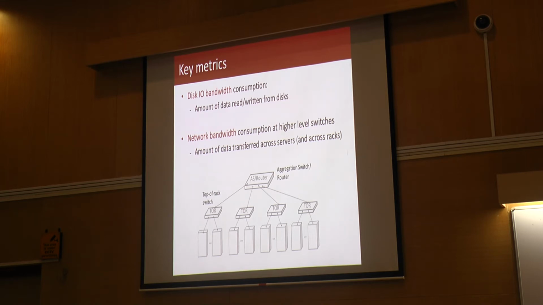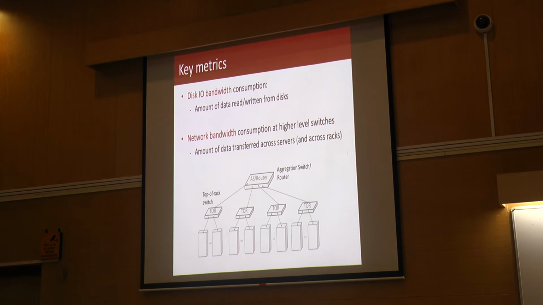And as I was mentioning earlier, this is the picture where data centers are typically architected in a hierarchical fashion, where you have servers, down here, these boxes, and then they are connected to what is called a top-of-rack switch. And then these are connected to higher level switches, typically called aggregation switches or routers. And I was mentioning oversubscription.